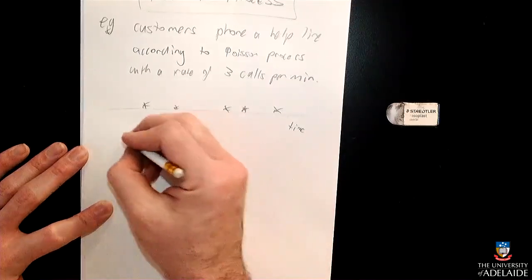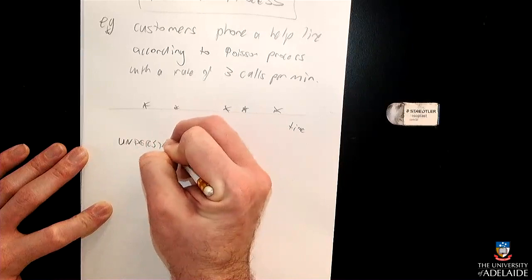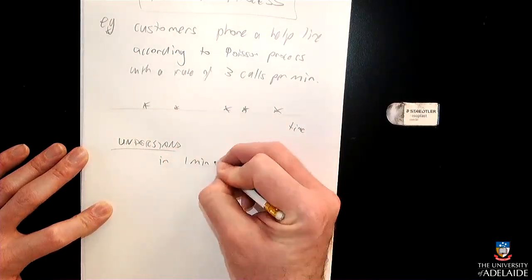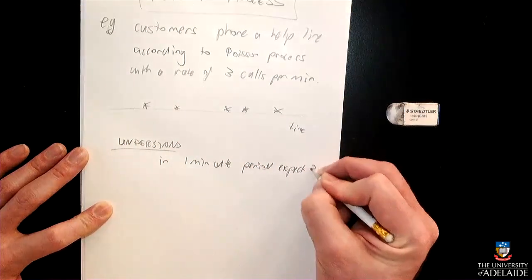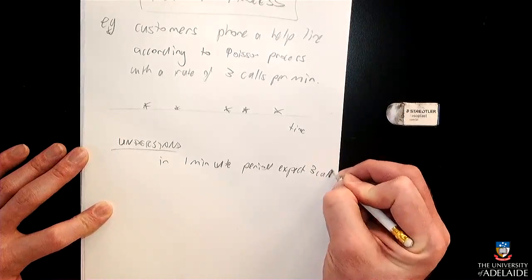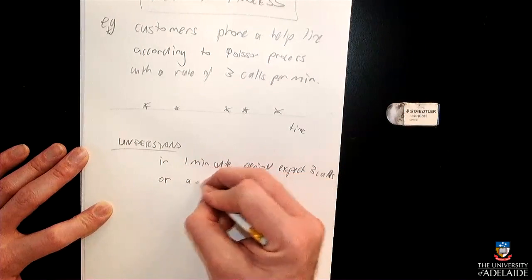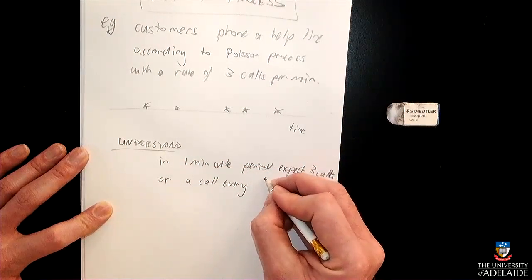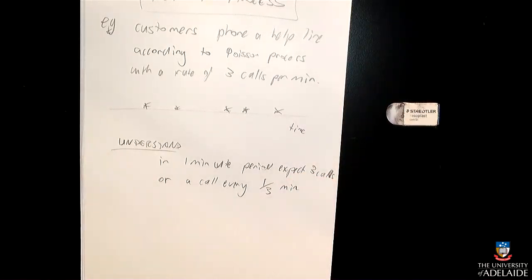Just let me understand this. In a 1-minute period, I expect 3 calls, or a call every 1/3 of a minute. They're the same thing. Just thinking about that.